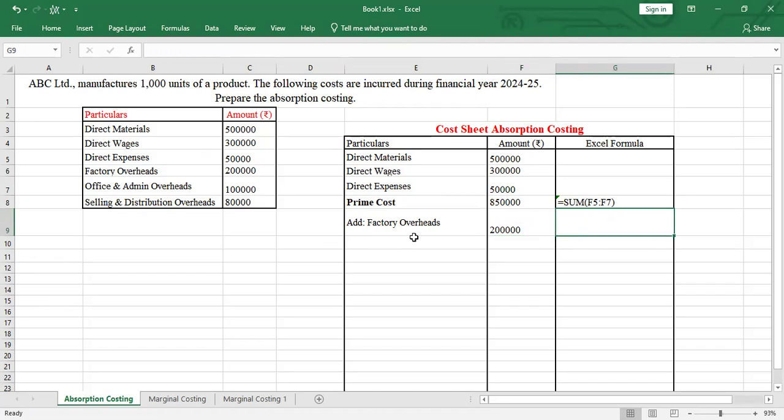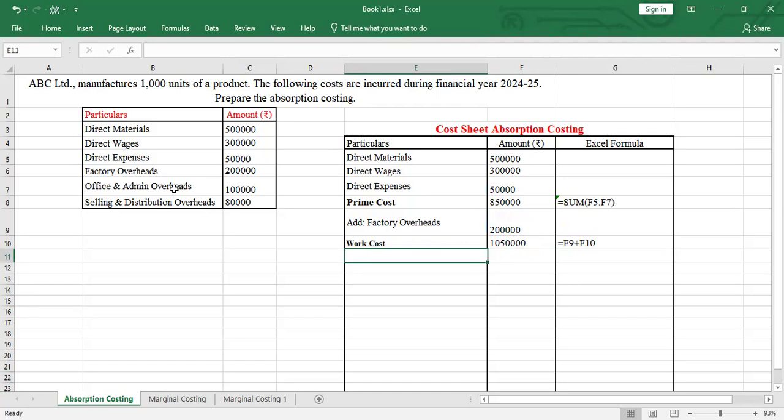If we add all this factory overhead, we will get work cost. Once we include this particular work cost, the amount will be 10,50,000. How to get this one? Here, what we have to do, we have to add both things. That is F9 plus F10. We will be getting 10,50,000.